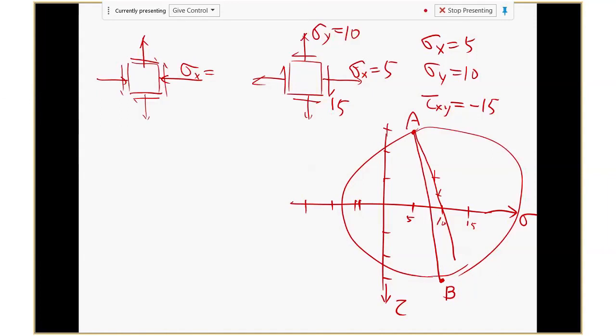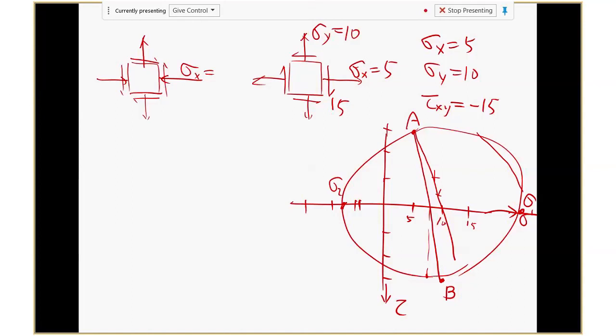All right, not that good, not too bad. Okay, now we have the circle. Now where's sigma 1? It's right here, right? Sigma 2 is right here. Where's the tau maximum? This is the tau maximum, right? Okay, now let's see if we can find all these values.